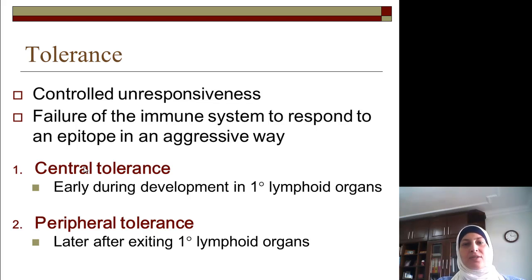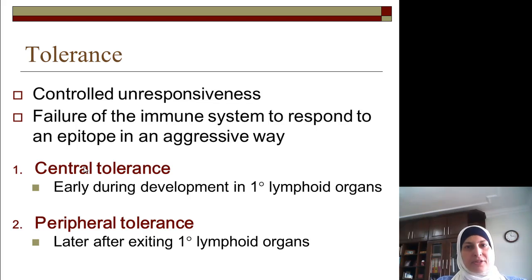Tolerance is a state of control and responsiveness. So the immune system recognizes this antigen, can see this antigen, and the immune system decided deliberately not to react to this antigen. So this is the sort of tolerance. In tolerance, there is no immune reaction, no aggressive response against this antigen.